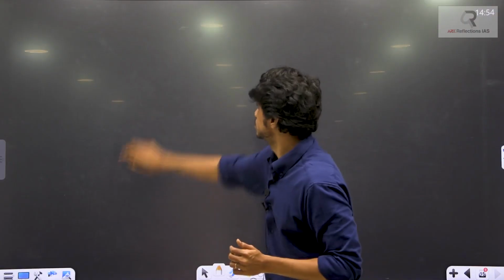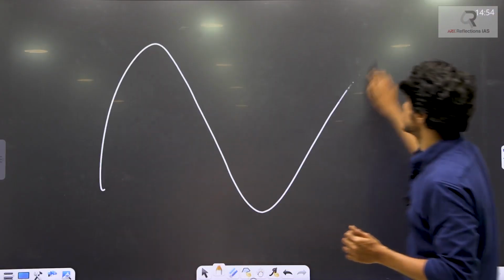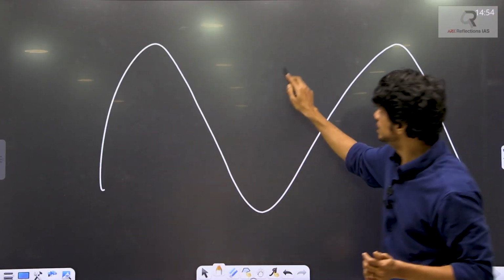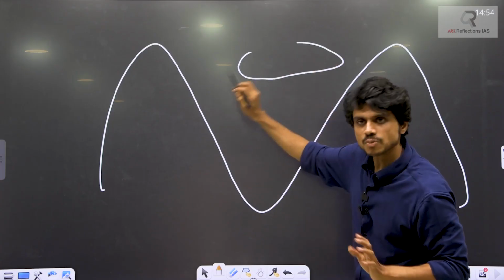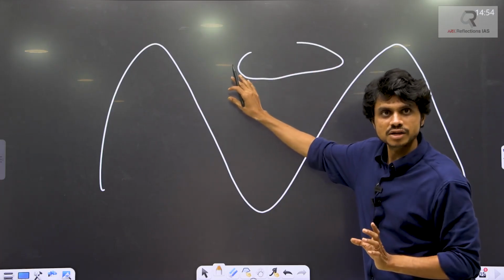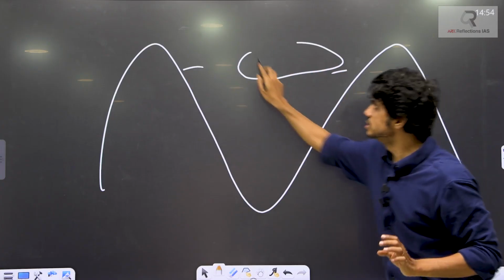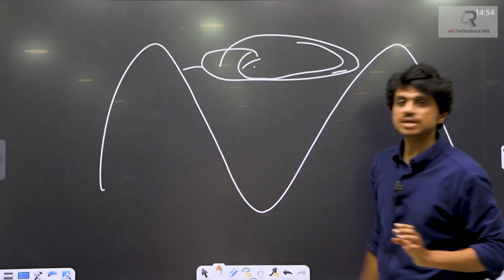So this was your mountain valley. So in this valley, your clouds get trapped. For suppose somehow they entered here and they are not able to move here or here. These become bigger in size.